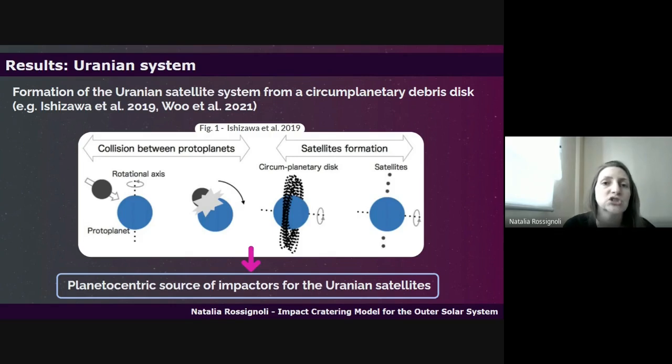In particular, Jacob Kegerreis and collaborators in 2021 were able to reproduce the current configuration of the classical satellites with their current orbits and their current bulk densities. So that's a very interesting work because they managed to do all that simulating a large collision that tilted the planet, generated a circumplanetary disk of debris, and from that disk, the satellites accreted and formed. So that we thought was a very good starting point for our planetocentric source of impactors for these satellites.